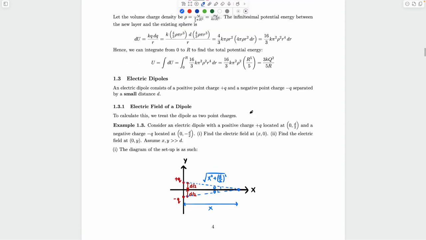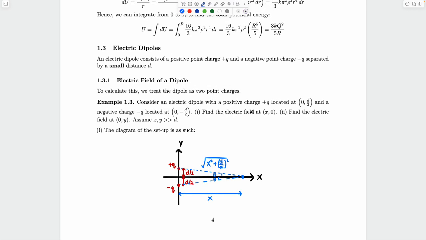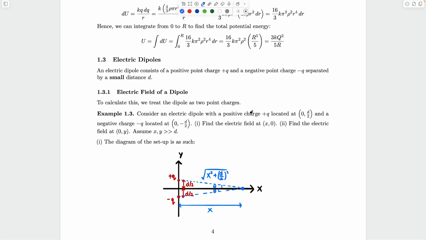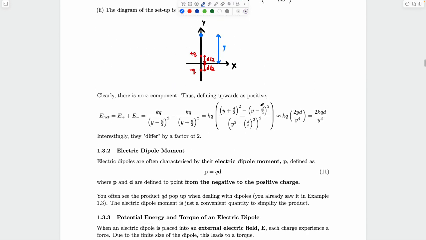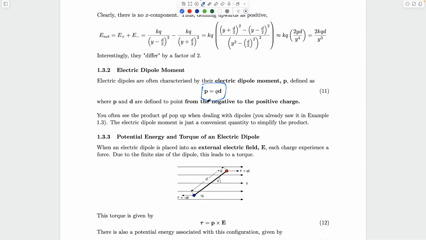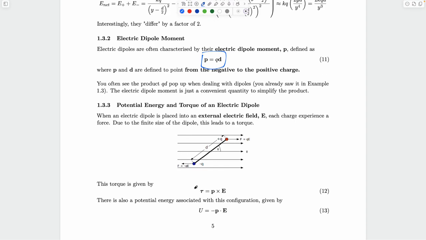And then electric dipoles. For the purpose of SPhO, I think dipoles are not that commonly tested. Even last year, they tested magnetic dipole, but you just needed to know how to apply the formulas. The two formulas you need to know are this one, p equals qd, where p is the dipole moment and d is the distance between the two charges. The other pair you need to know is the torque and the energy one. The equivalent for magnetism is m cross B.